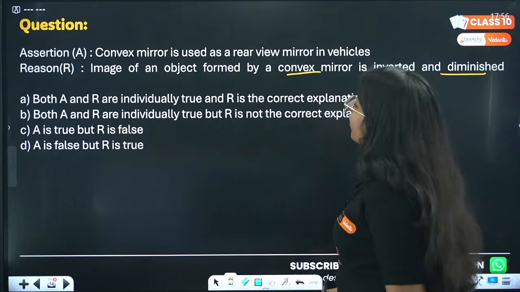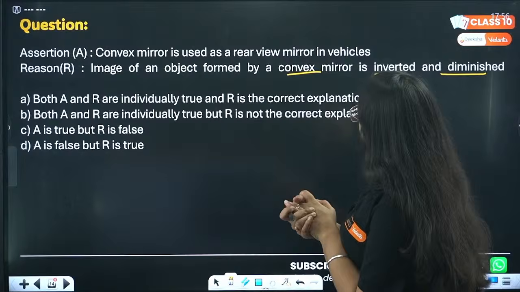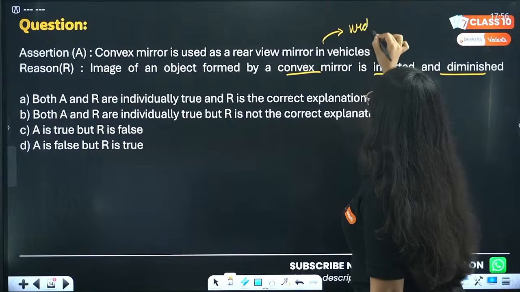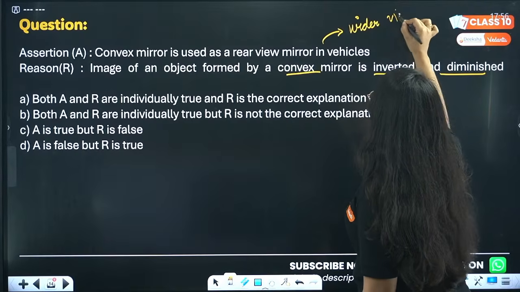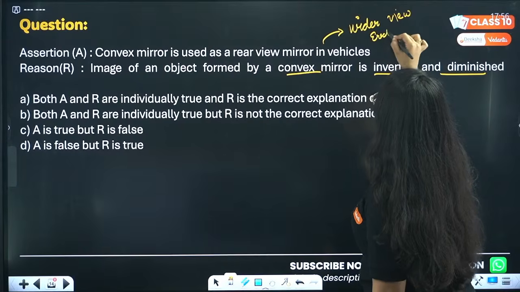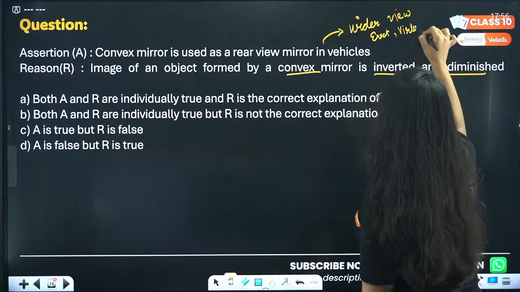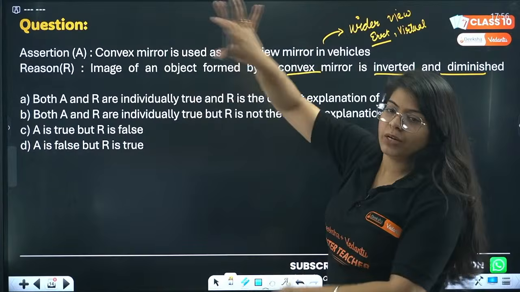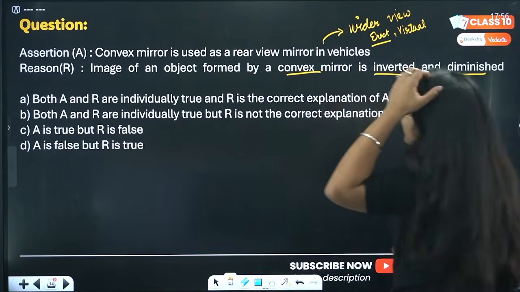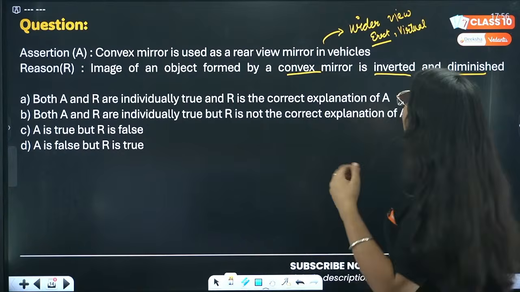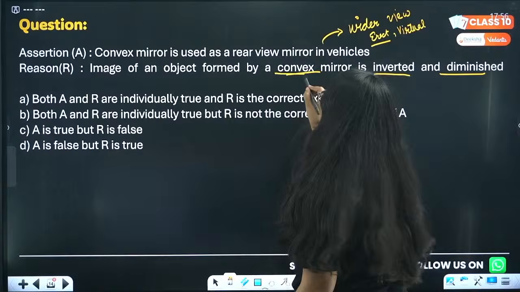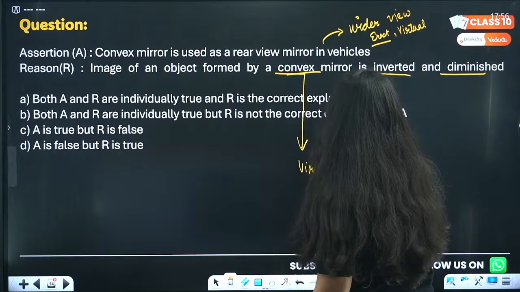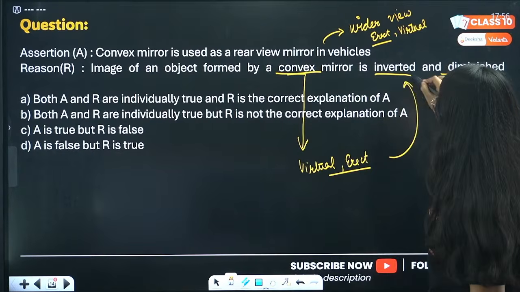Now, convex mirror is used as a rear view mirror in vehicles. That is correct, because we know it gives a wider view. It gives a wider view, right? And it forms an erect image, and virtual is fine, but we are mostly dealing with erect image. We want the erect image of the bus coming behind us, not the opposite inverted bus coming towards us, right? Image of an object formed by a convex mirror is inverted, beta. Convex mirror always forms virtual and erect image. It never forms inverted image.